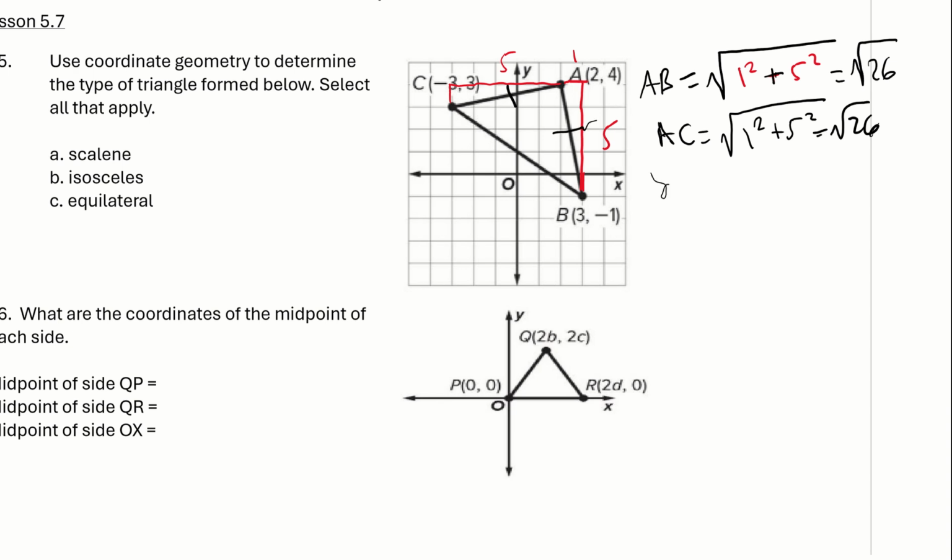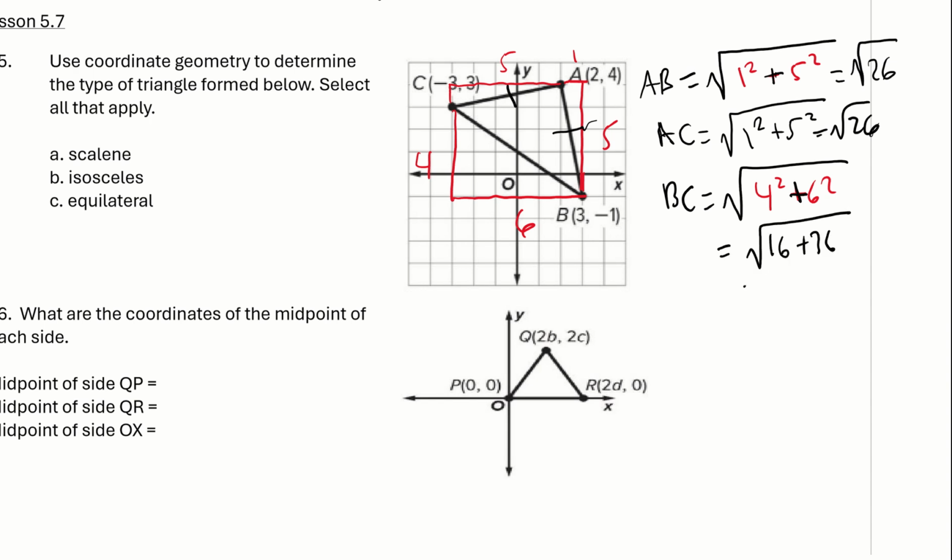And then let's check BC. Count it. How much do you need to go down and over? 1, 2, 3, 4. This one's 1, 2, 3, 4, 5, 6. So we got the square root of 4 squared plus 6 squared. 4 times 4 is 16, 6 times 6 is 36. If I add those, I get the square root of 52, which is definitely not the same as that, right? So those are not congruent.